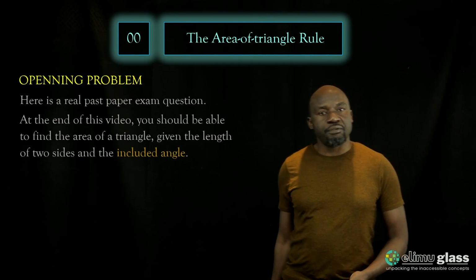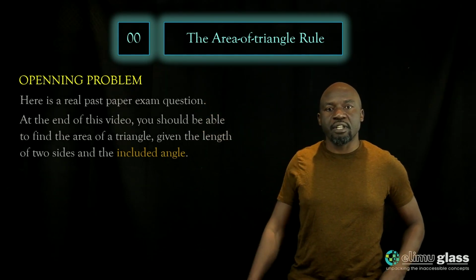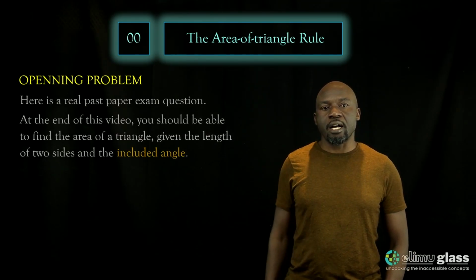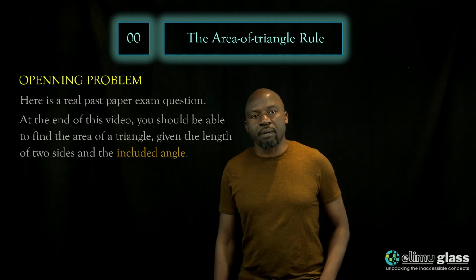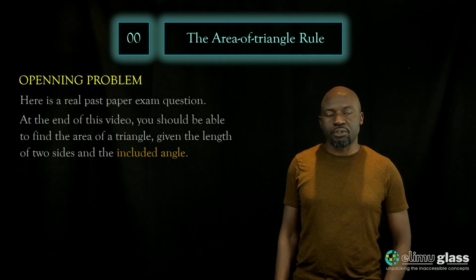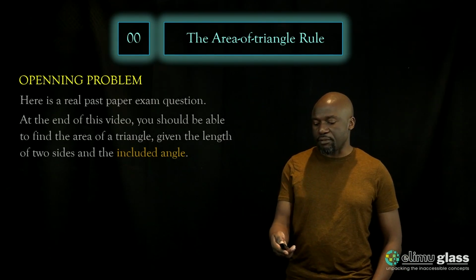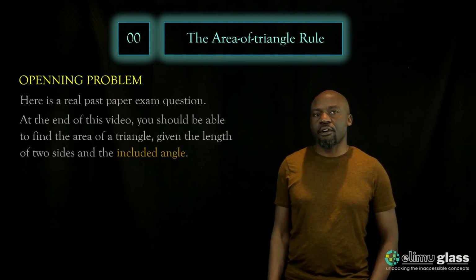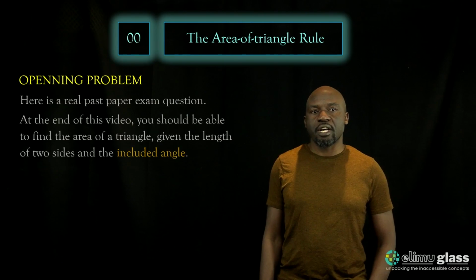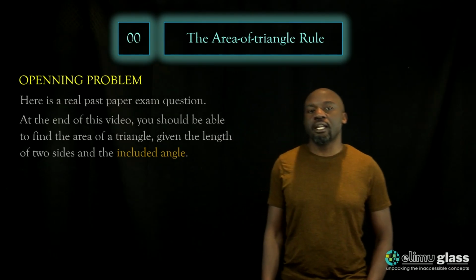So at the end of this video, you should be able to find the area of a triangle given the length of two sides and what we refer to as an included angle, right? But we'll look at other examples as well. So we are starting with the area of triangle rule. So there is a rule that relates the area of a triangle and the sides of that triangle, and this is different from the basic formula for the area of a triangle, which is a half base times height, especially when we do not know the height of the triangle.